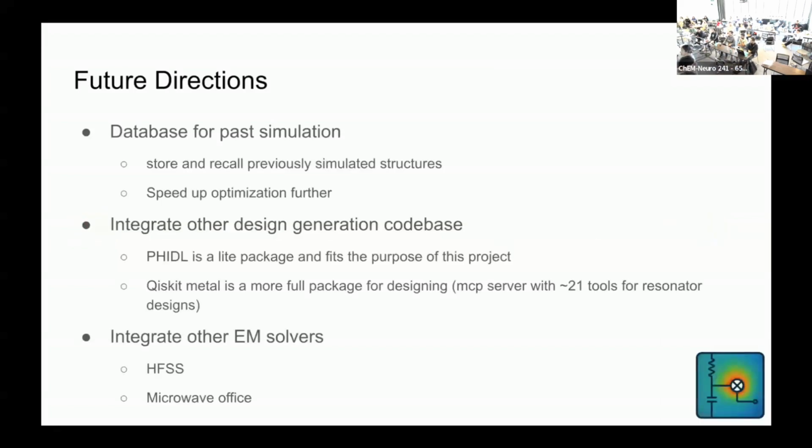For the next step in this project, we have three general directions. One is we want to make Lucian have memory, so it knows what simulations it did before, which will speed up our optimization. Second, currently the design generation code is written in Fiddle, which is a very light package. I wrote an MCP server in Qiskit containing multiple tools, but it doesn't work with Lucian, and it runs out my free context window with Claude. But this is definitely a future direction because we have qubit designs and many more complicated structures.